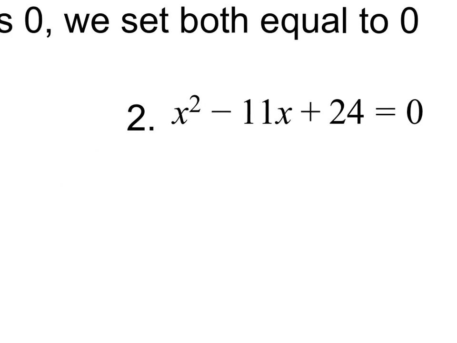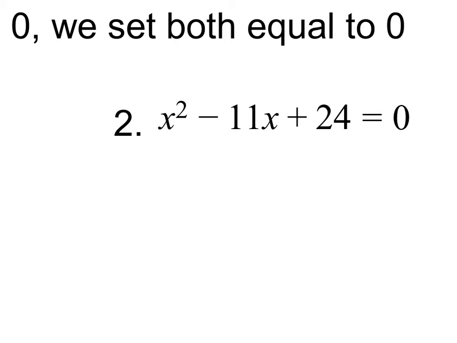So looking at number 2, we have x squared minus 11x plus 24 equals 0. So once again, you want to make sure that your equation is set equal to 0. So all your terms are on the left side. The right side just has a 0. And next you want to determine if you can pull out a greatest common factor. So remember here, even though it's not visible, really we have a 1 in front of the x squared term. But looking at 1, 11, and 24, there's no greatest common factor between those.